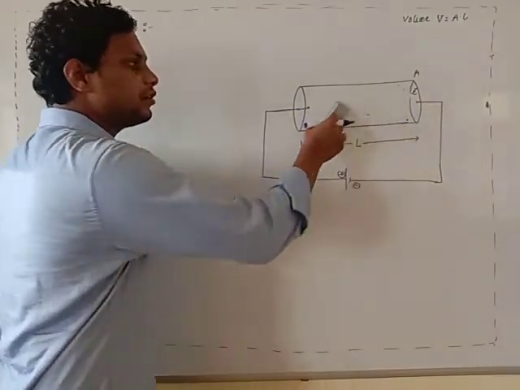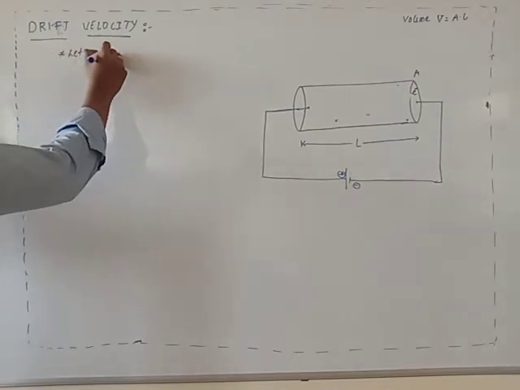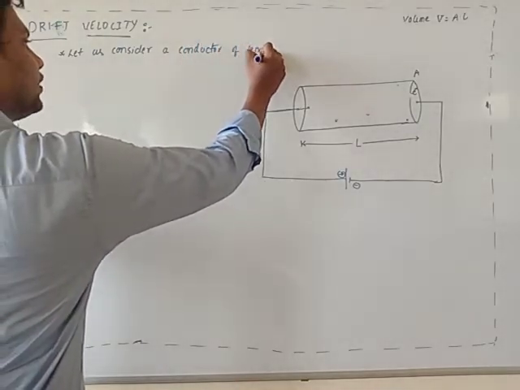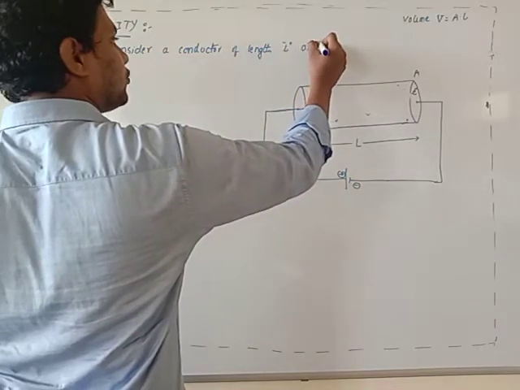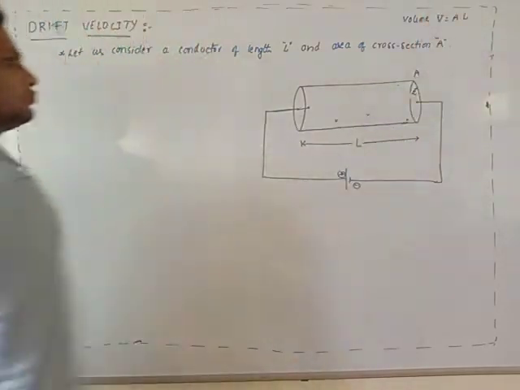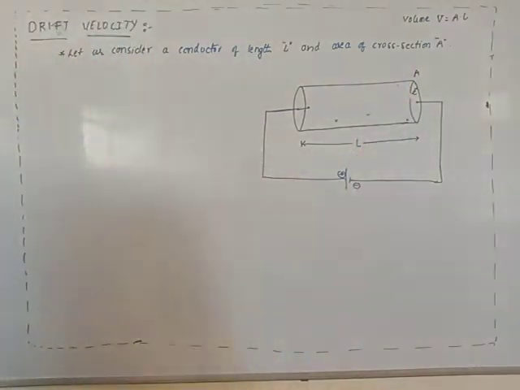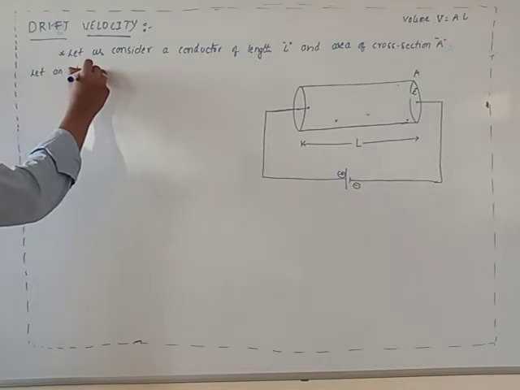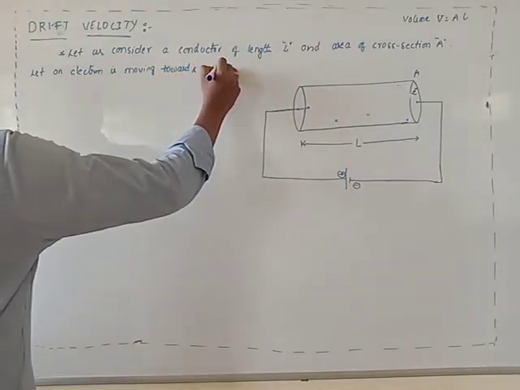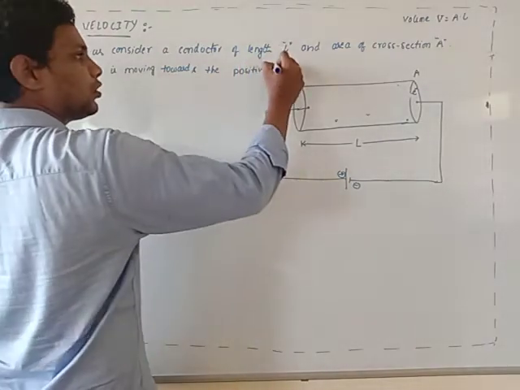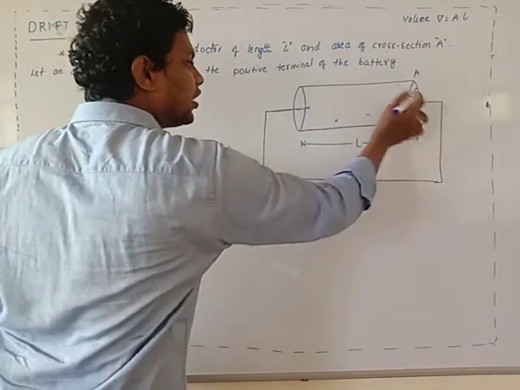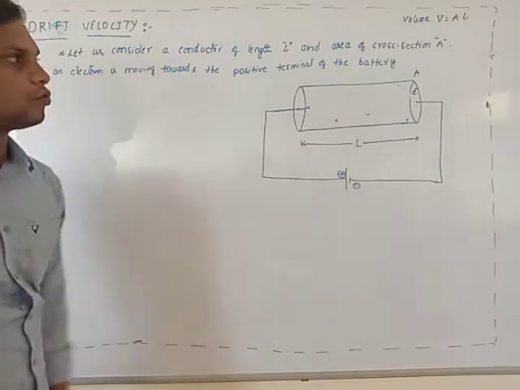Now I am going to write a matter here. Let us consider a conductor of length L and area of cross section A. So the length of the conductor is L and the area of the cross section is A. Let an electron be moving towards the positive terminal of the battery, that is from one end to another end, and finally reaches the positive end.